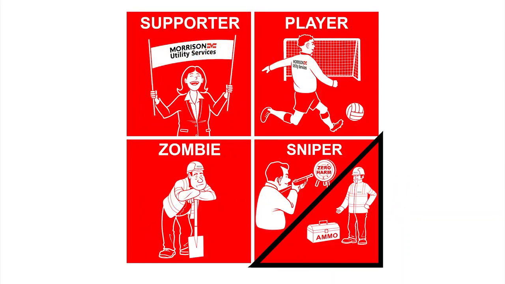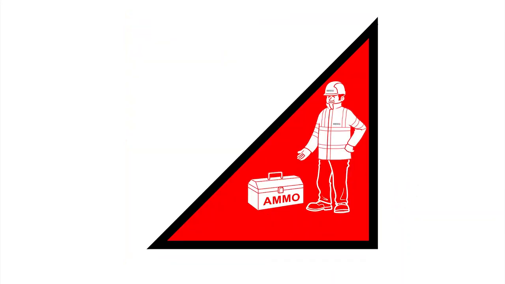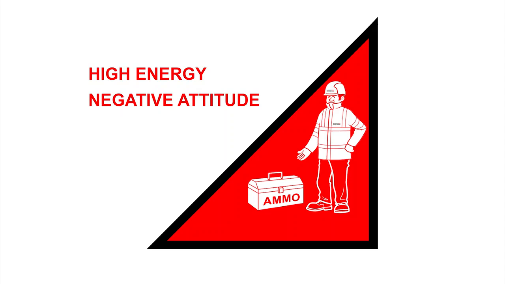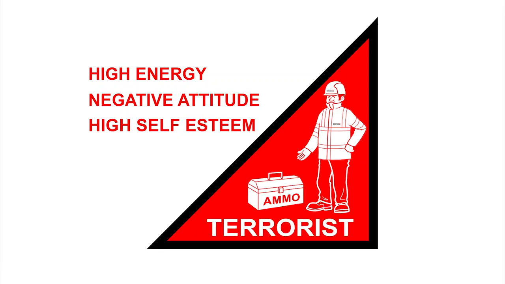In the bottom right-hand corner of our model, we have people with extremely high levels of energy, negative attitude, but critically high self-esteem. This is even sometimes called pathological self-esteem. We call these people cultural terrorists. They constantly undermine and disrupt the whole organisation by preying on the low self-esteem individuals in the team, by feeding them with the bullets to fire and the missiles to throw.